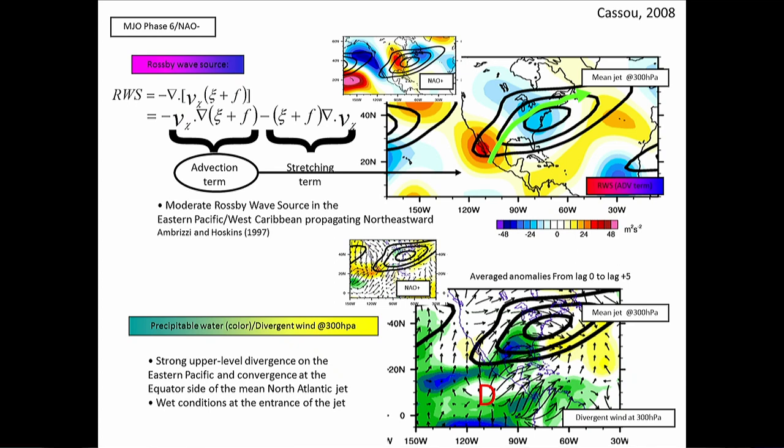This is how I understand, relating to the work of Christoph Cassou, this relationship between what happens when we have MJO phases 3 and 6, and what happens in terms of distribution or configurations, both of water and dynamics, over the North Atlantic region, especially at the entrance of the jet. So in a way, this is the bridge with which we have this influence between the tropics and the extratropics. We can see it clearly when plotting these fields.